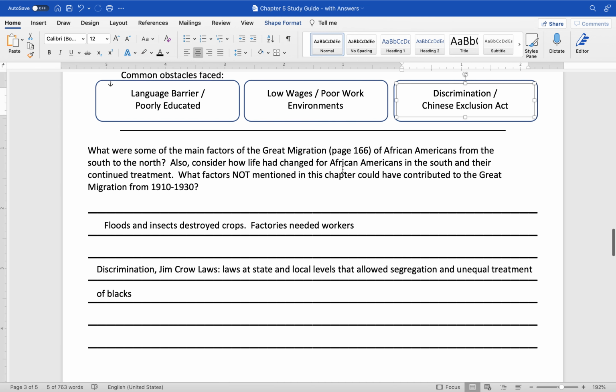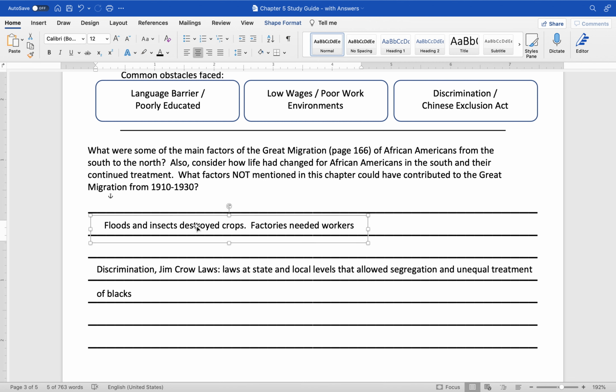Some of the factors of the Great Migration. So the Great Migration was a whole bunch of African Americans in the South who moved up to the North. And they moved up to the North for a couple reasons. One, there's a whole bunch of floods and insects destroying crops at this time, and factories needed workers. So they had no work down south. And if they did have work, a lot of times it wasn't fair.